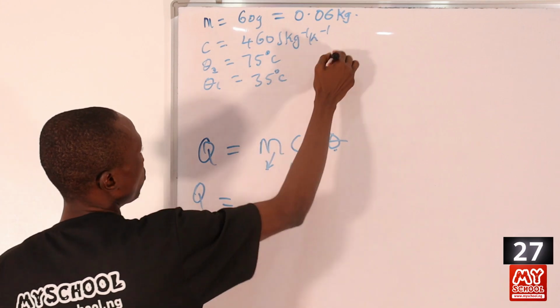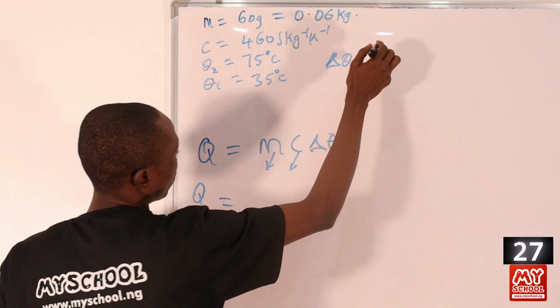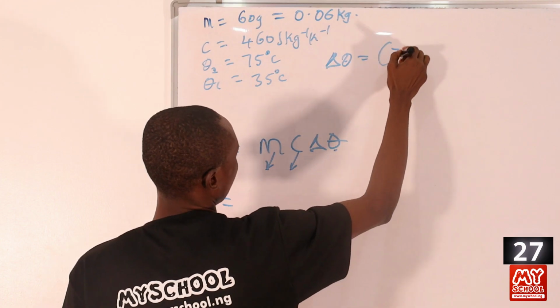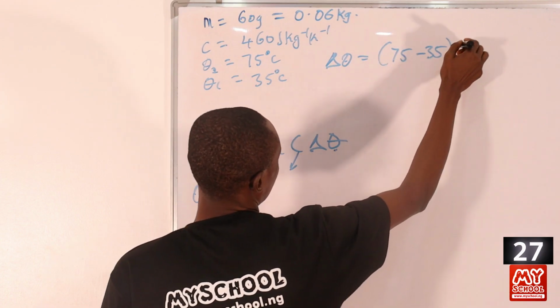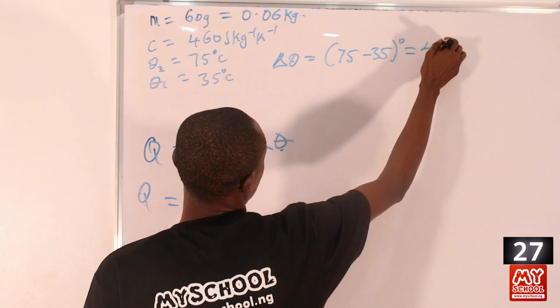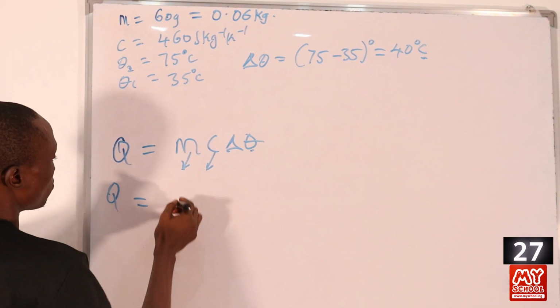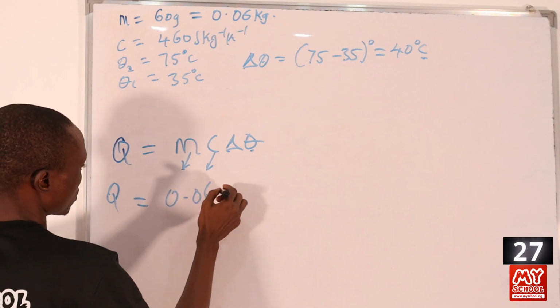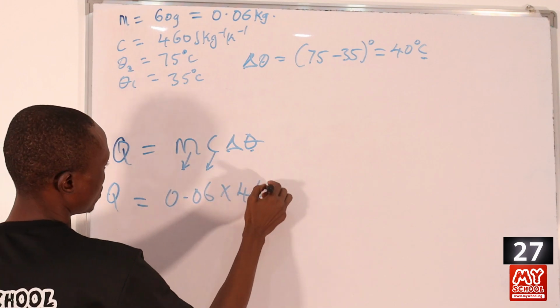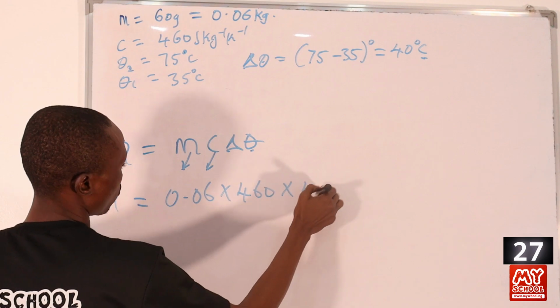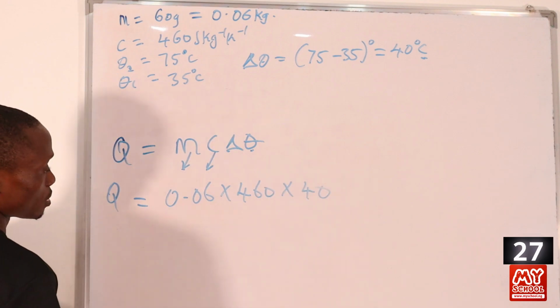Okay, so here we just substitute the values to get the quantity of heat. But remember our change in temperature will be equal to 75 minus 35, right? So that will be equal to 40 degrees Celsius, right? Okay, so we just substitute the value. So here we'll be having 0.06 times 460 then times 40. Okay, so we can break this down further, right?